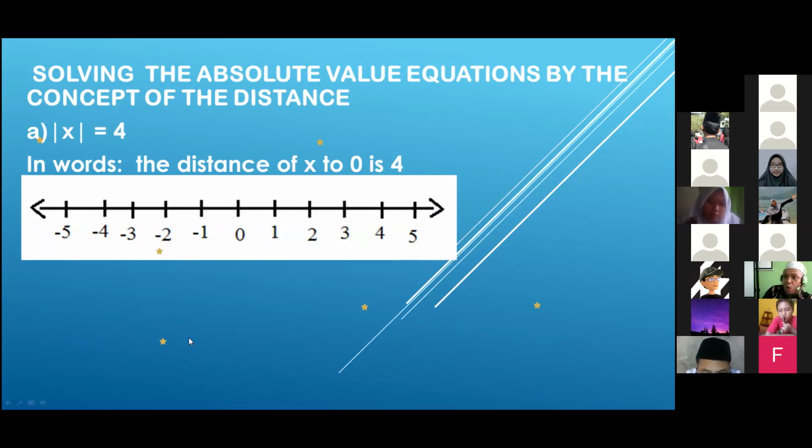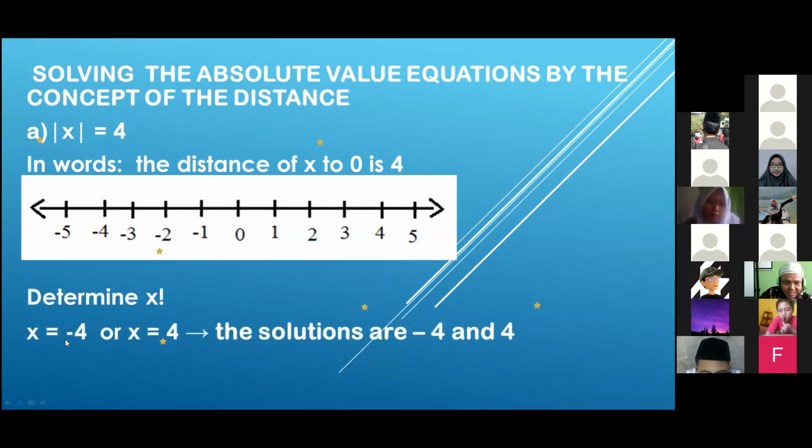We can call 4 and negative 4 the solutions to the absolute value equation. x equals negative 4 or x equals 4. The solution to this absolute value equation. So the set of all solutions to this equation is the set negative 4, 4.